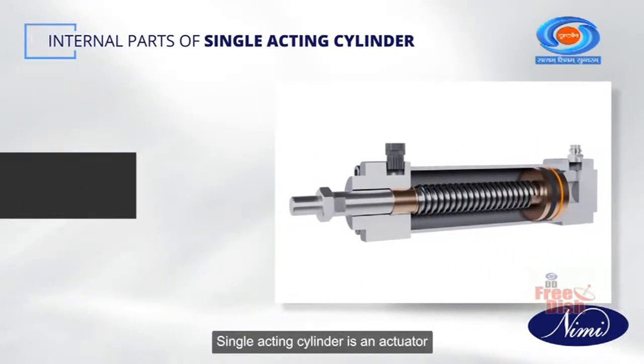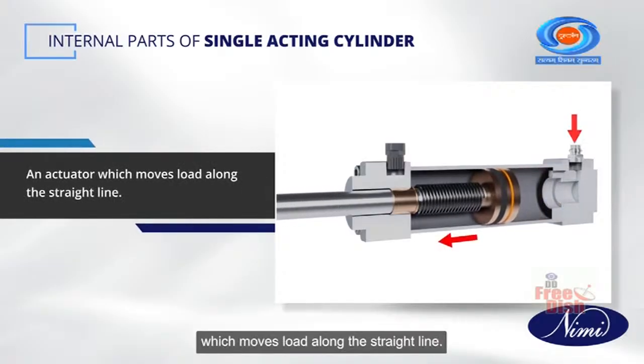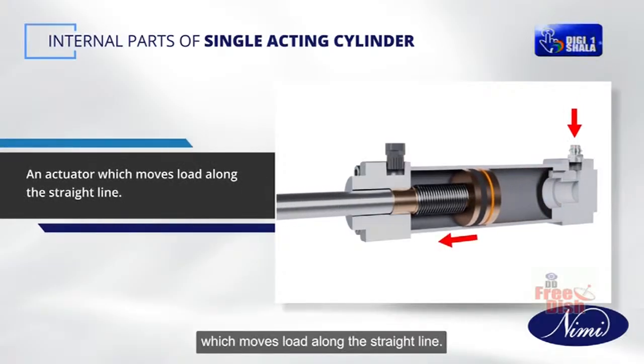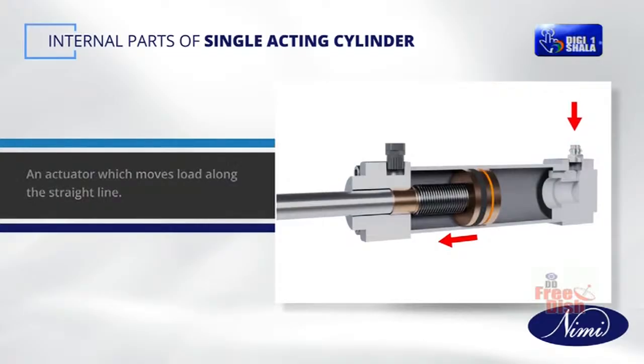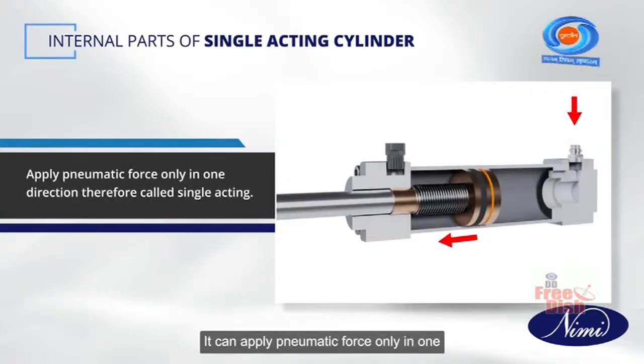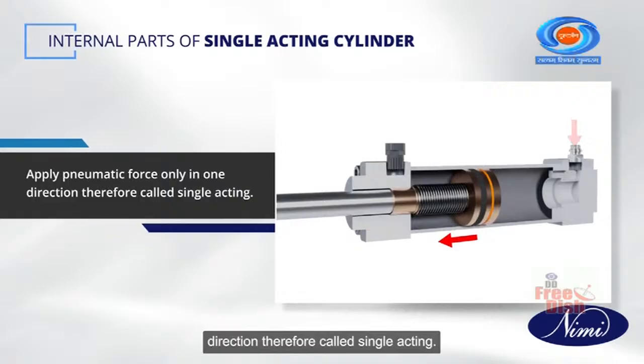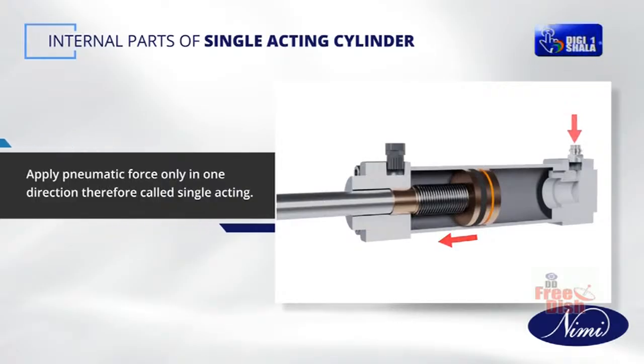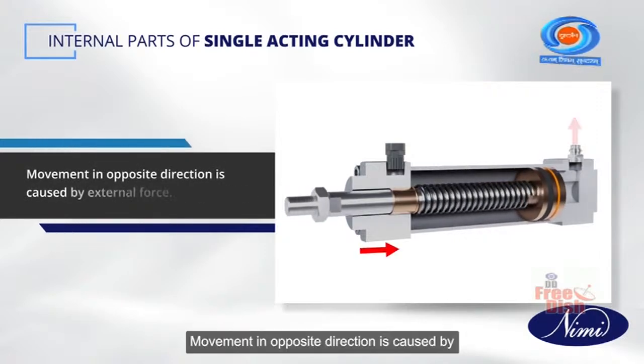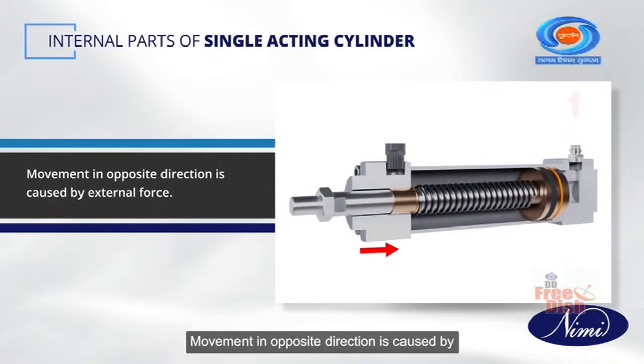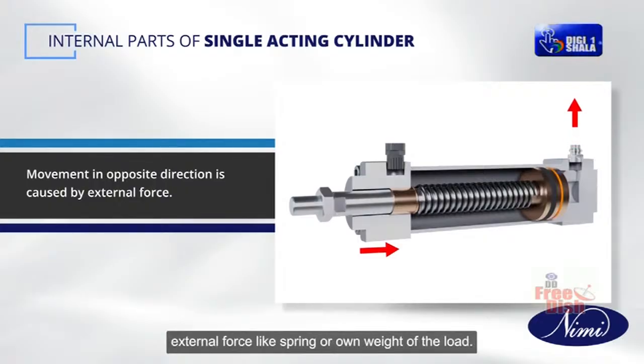A single acting cylinder is an actuator which moves load along a straight line. It can apply pneumatic force only in one direction, therefore it is called single acting. Movement in the opposite direction is caused by an external force like a spring or the own weight of the load.